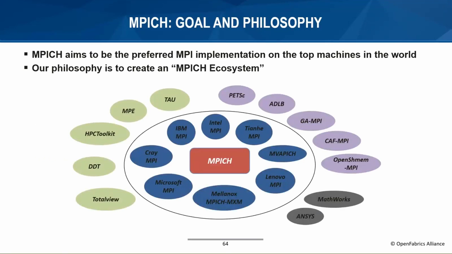So our philosophy with MPICH is, instead of having a library where you use whichever one, we choose what we call an MPICH ecosystem model that we're trying to create here. Basically, we have the open source MPICH library at the center, and we have a lot of vendor libraries that use our open source code but apply their specific optimizations for their hardware, right?